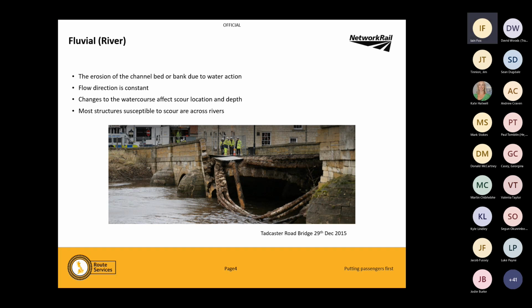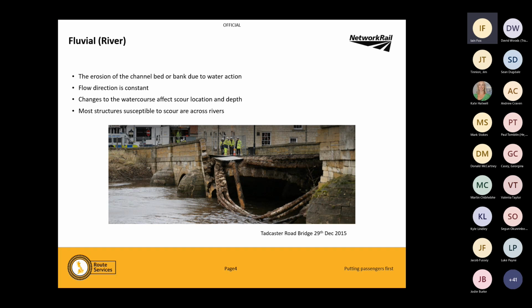There's a lot of things that affect the location and the depth of scour, and a lot of those things are actually within changes to the watercourse. That could be a landowner decides to install something upstream which diverts the flow, and it changes the whole flow characteristics of the watercourse.